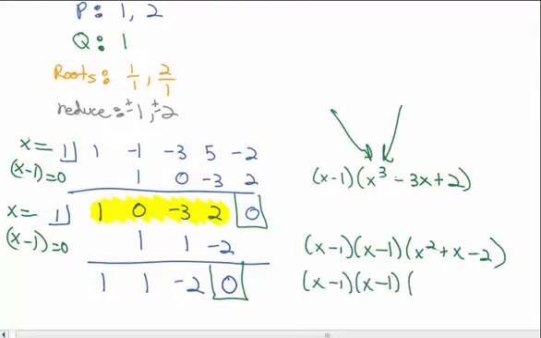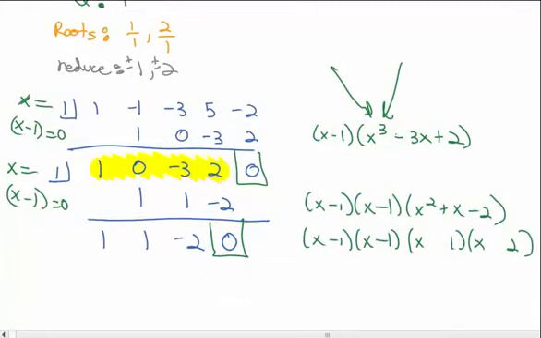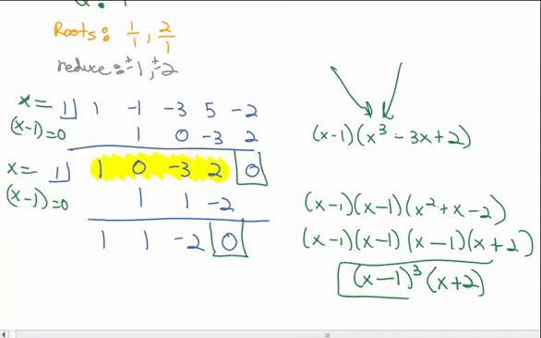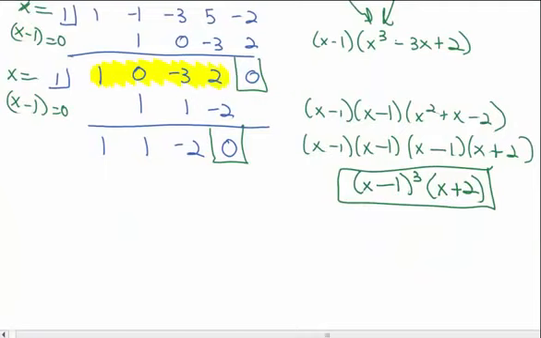And now that that's just x squared, we can factor that using the methods we're more familiar with. X squared is x times x, and 1 times 2. To get the negative 2, we need a positive 2 and a negative 1, so that's going to be x minus 1 cubed times x plus 2. And the advantage of the cube is it's going to help us as we try and graph this polynomial.